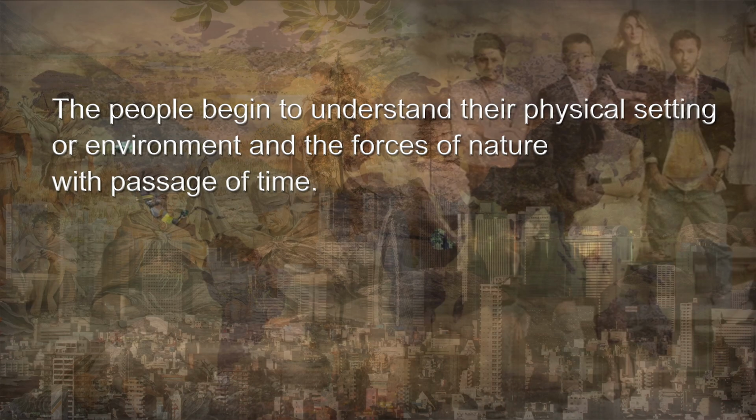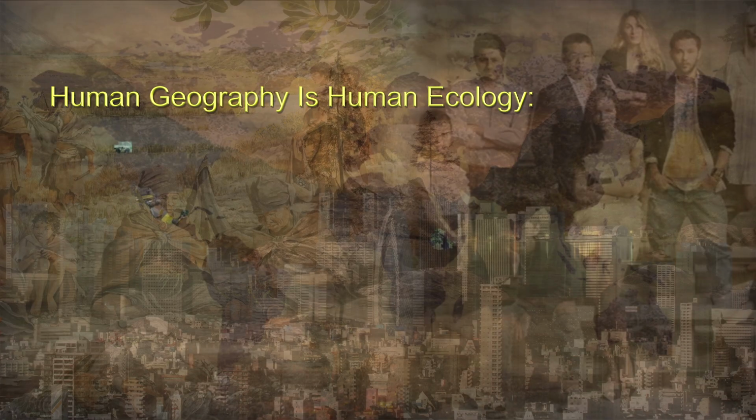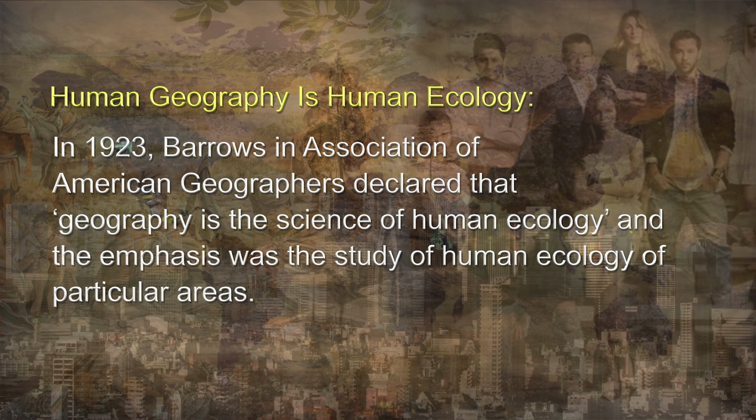People begin to understand their physical setting or environment and the forces of nature with the passage of time. The main emphasis of human geography is the human world in terms of man-environment interactions, and its nature can be viewed as the following. Human geography is human ecology. In 1923, Barrows, in the Association of American Geographers, declared that geography is the science of human ecology, and the emphasis was the study of human ecology of particular areas.